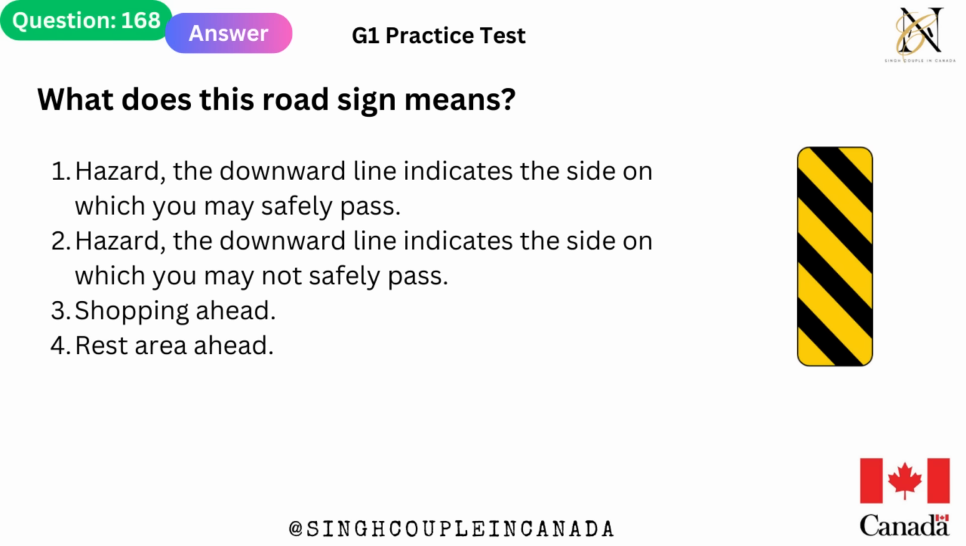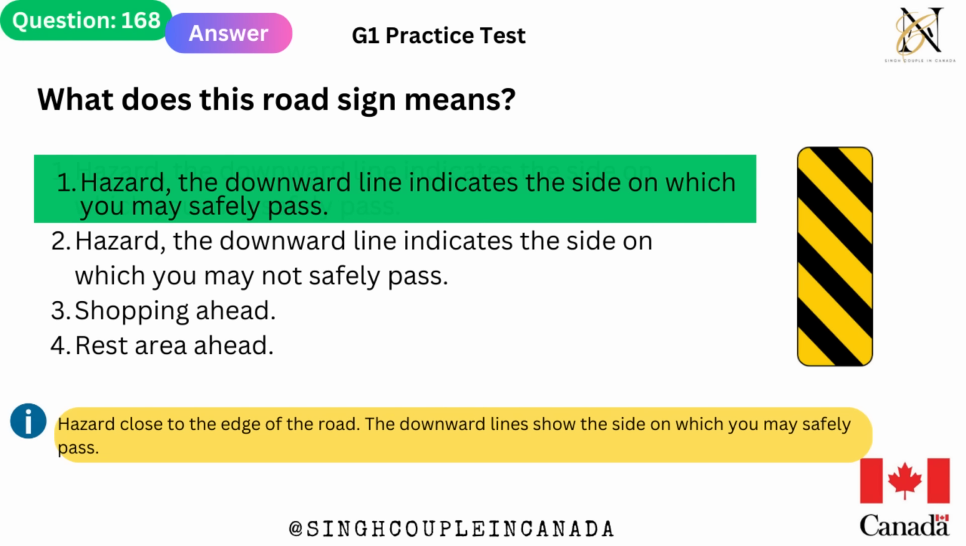What does this road sign mean? 1. Hazard, the downward line indicates the side on which you may safely pass. 2. Hazard, the downward line indicates the side on which you may not safely pass. 3. Shopping ahead. 4. Rest area ahead. The answer is 1. Hazard close to the edge of the road. The downward lines show the side on which you may safely pass.